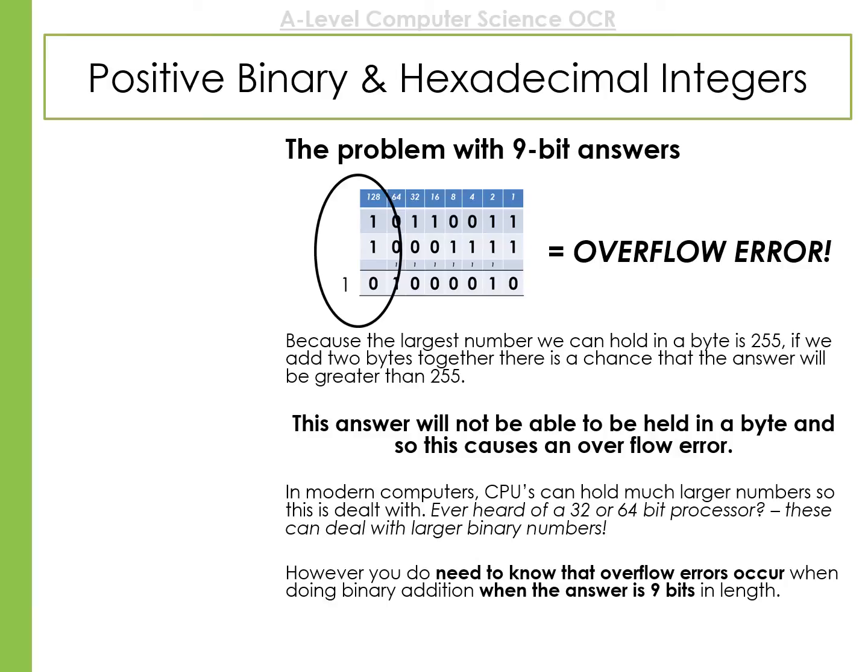Now, in modern computers, CPUs hold much larger numbers, so this is dealt with more regularly. You might have heard of a 32 or 64-bit processor. This means that we've got 64 bits or 32 bits for one answer. That means we can handle that kind of situation. However, it does happen that overflows occur when doing binary addition.